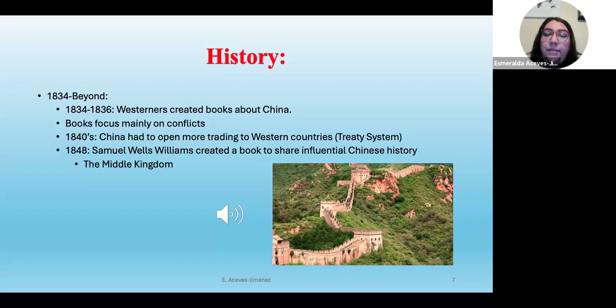In 1848, Samuel Wells Williams created a book to share influential Chinese history, which is known as the Middle Kingdom. The difference between the book that Samuel Wells Williams created and the ones the Westerners created is that the Williams book was primarily about the general knowledge of Chinese history, whereas the Western books were normally focused primarily on the negative aspects, such as the fighting and the conflicts.